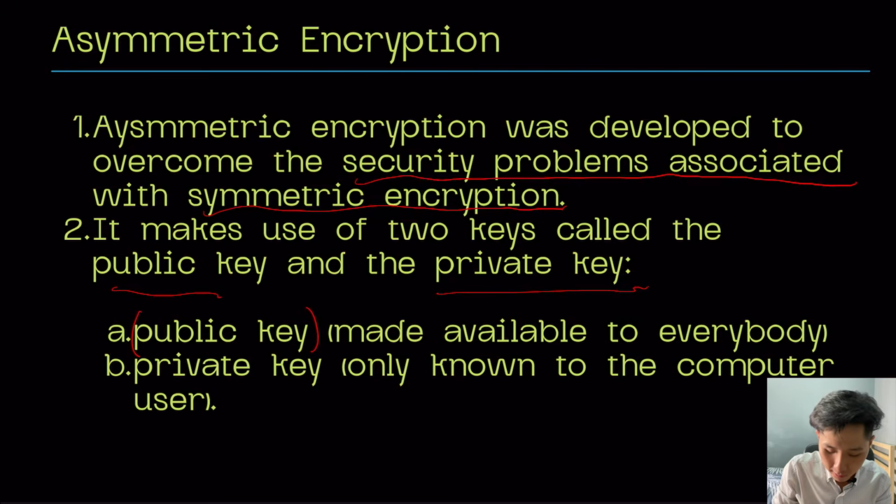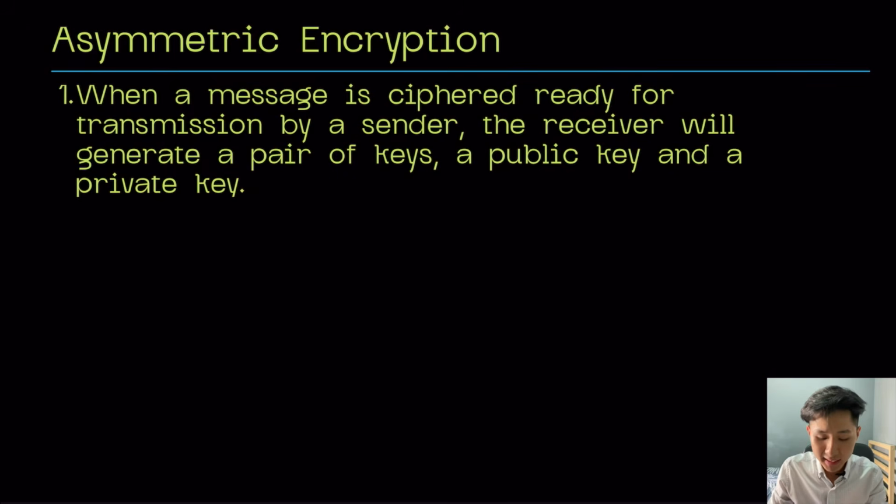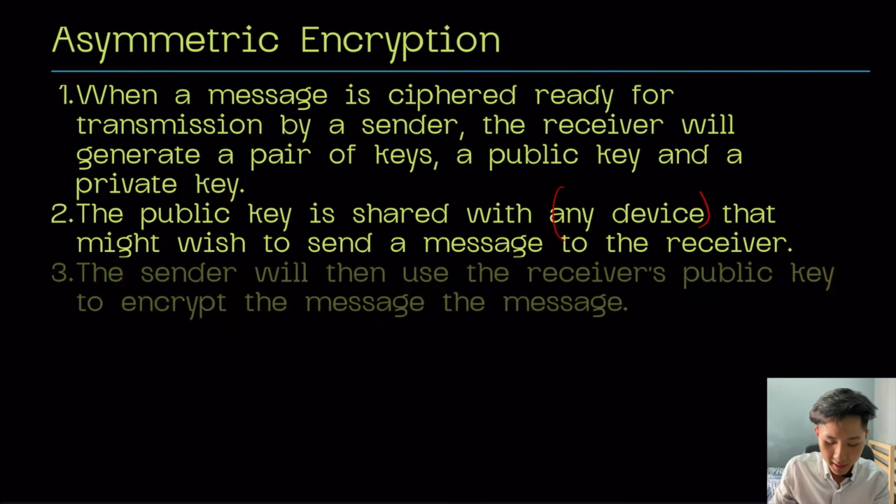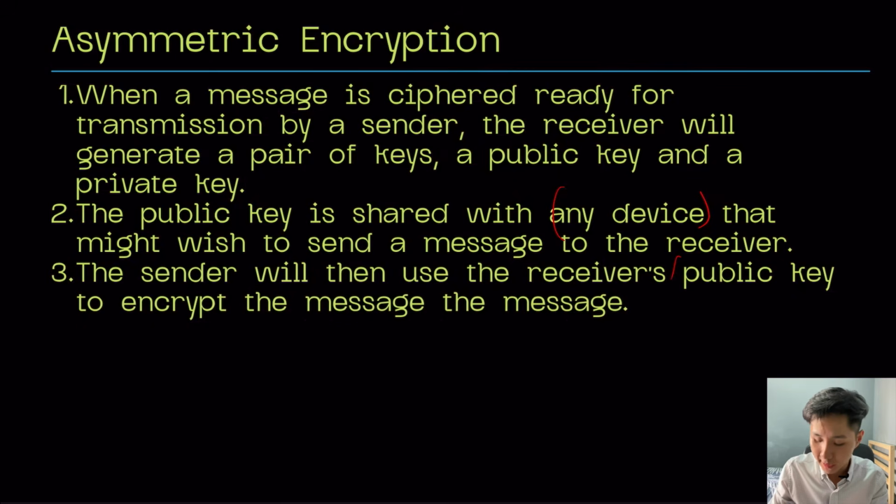And the first key is called the public key. It is made available to everyone. Everyone can have the key, and also the private key. So let's see how it works. When a message is ready for transmission by a sender, the receiver will generate a pair of keys, a public key and a private key. The public key is used to share with any device, meaning everyone can have this, and the sender will use the receiver's public key to encrypt the message.